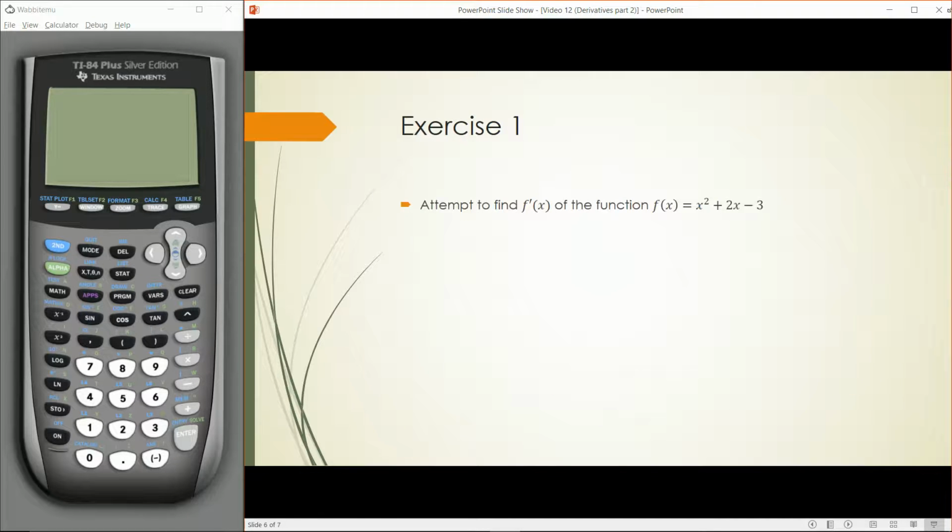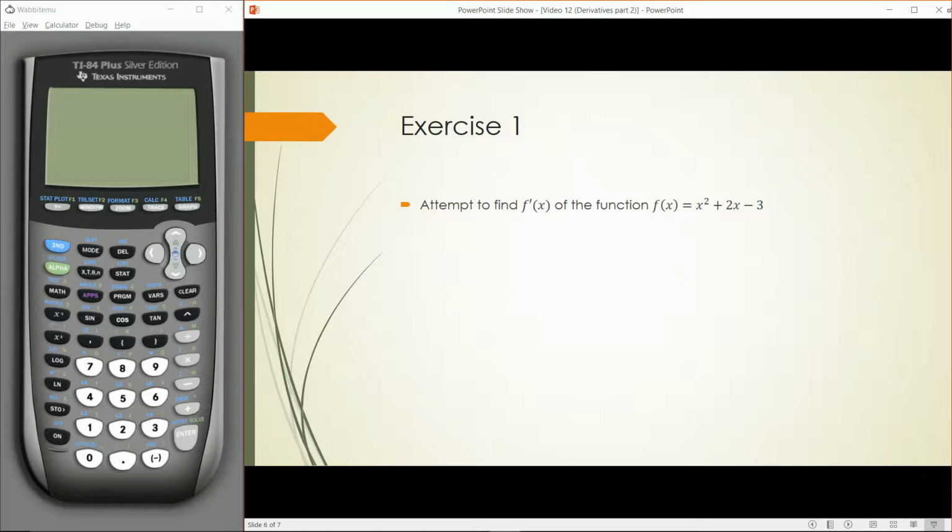So here's an exercise for you to try. Take this same function, the g of x that we had before, but let's just call it f of x: x squared plus 2x minus 3. I want you to find the derivative. So I'll pause it and let you go ahead and try it.